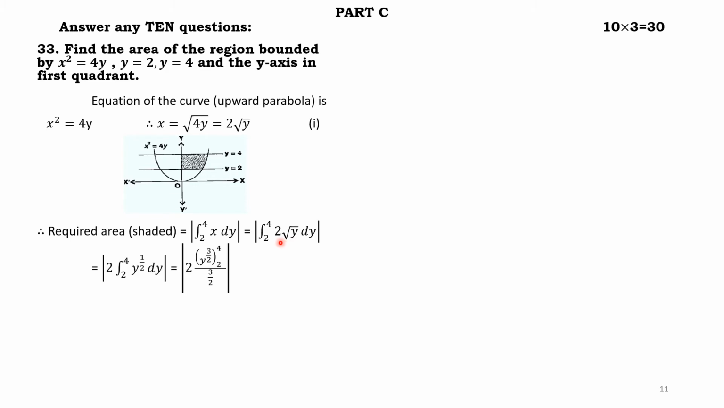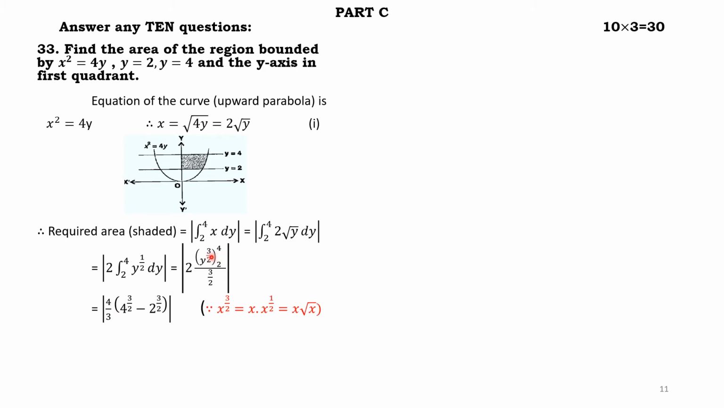Therefore, it becomes 2 taken outside, integral 2 to 4 y to the power of half dy, that is equal to 2 into y to the power of 3 by 2, by the power rule, half plus 1 divided by half plus 1. Therefore, it becomes y to the power of 3 by 2 divided by 3 by 2. Upper limit is 4 and lower limit is 2. Therefore, it becomes 4 by 3.